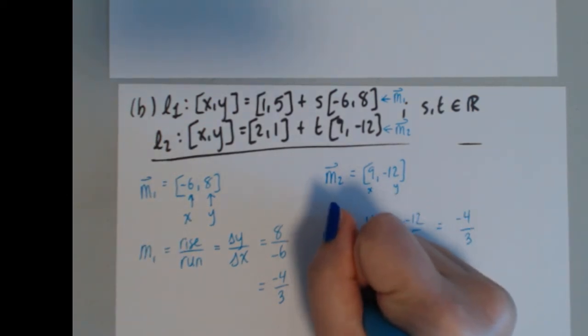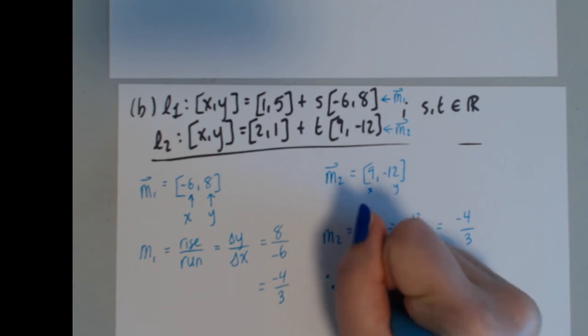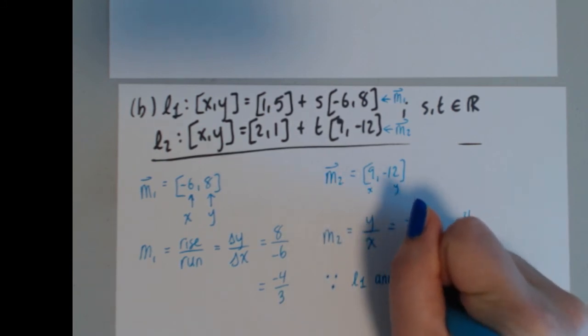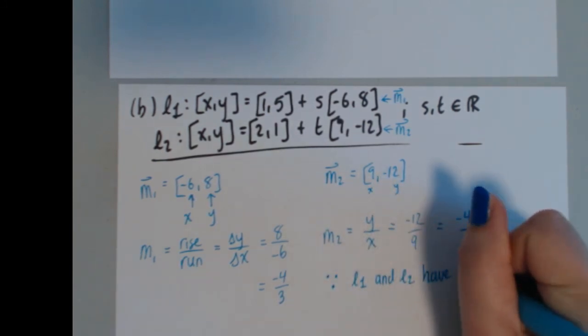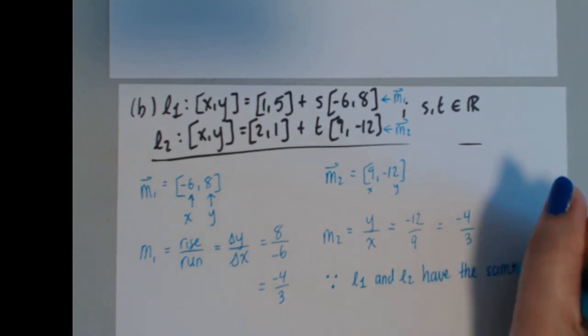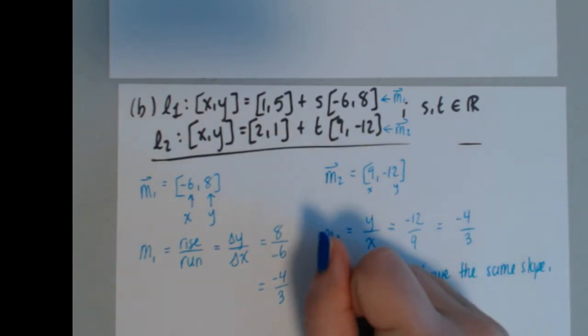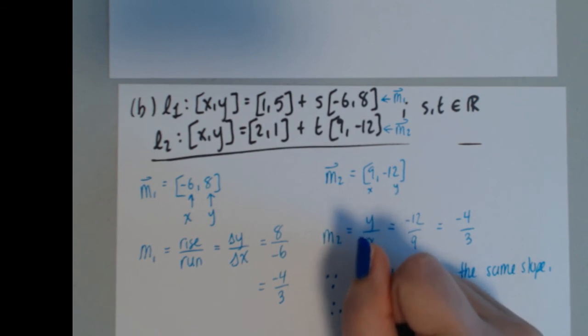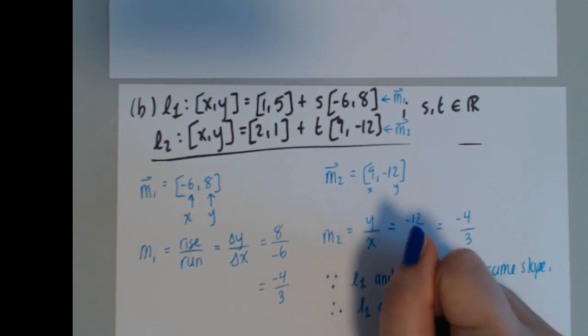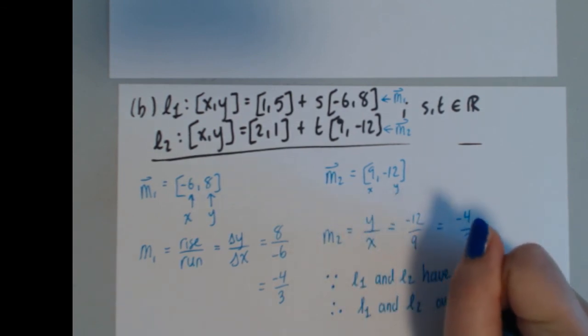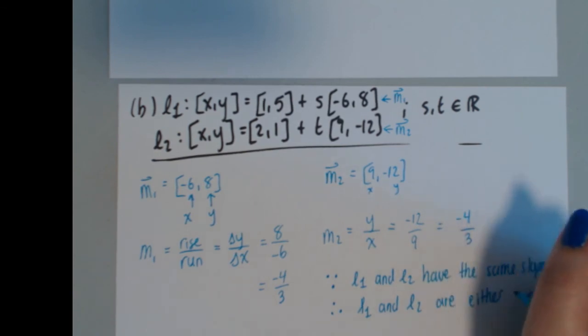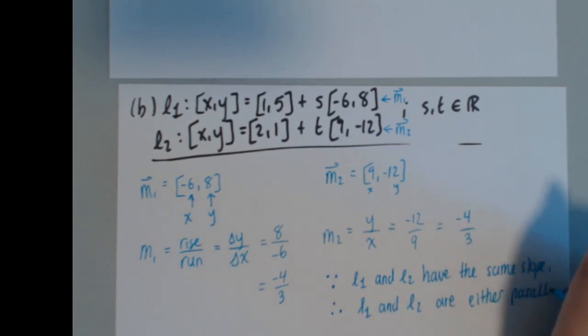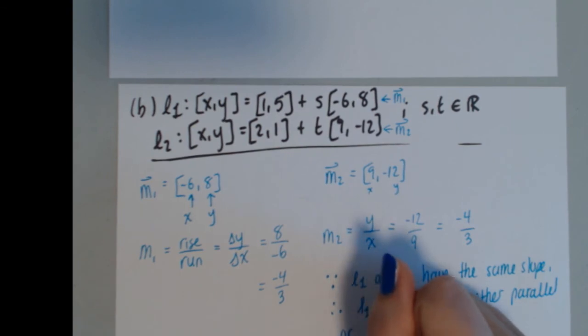So the first thing I'm going to conclude is since L1 and L2 have the same slope, therefore L1 and L2 are either parallel or coincident.